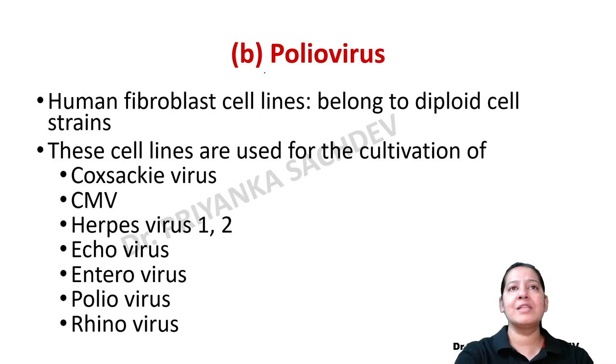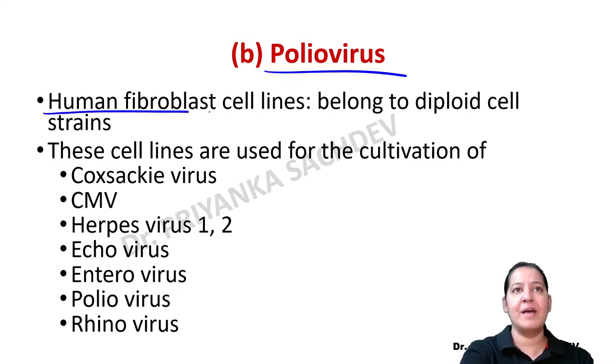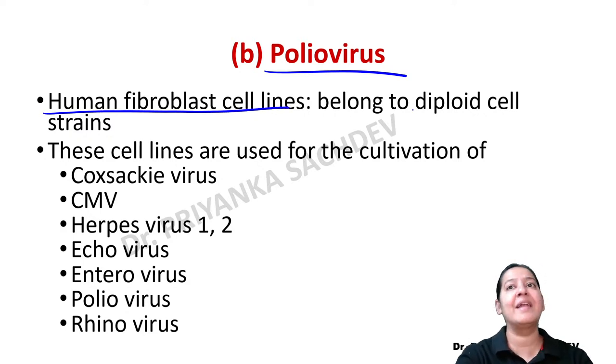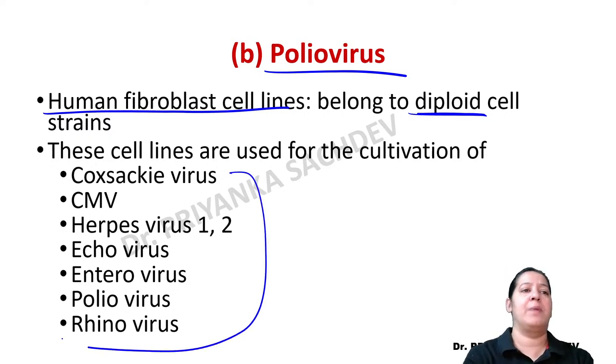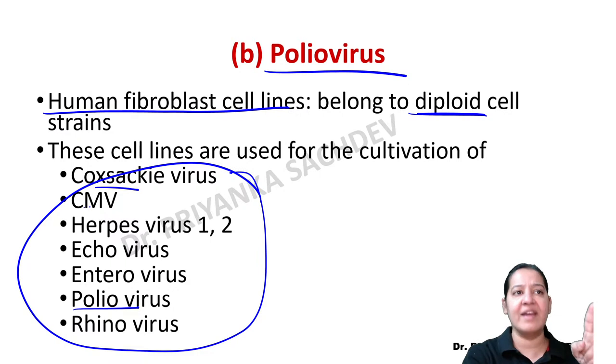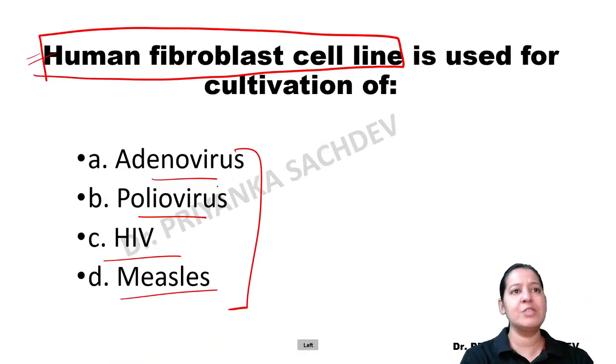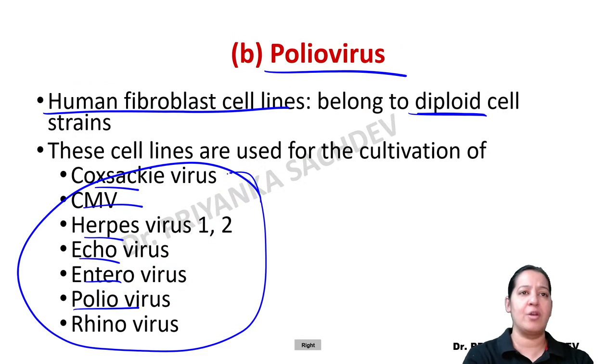For poliovirus, we use human fibroblast cell lines. Human fibroblast cell lines are diploid cell lines. These are not primary. And these are used for all these viruses. Poliovirus is one of them. So in the options, Coxsackie virus, CMV, herpes, echo, entero, polio and rhino, from all these viruses in the options, we have only polio. The other options are not there in this list.